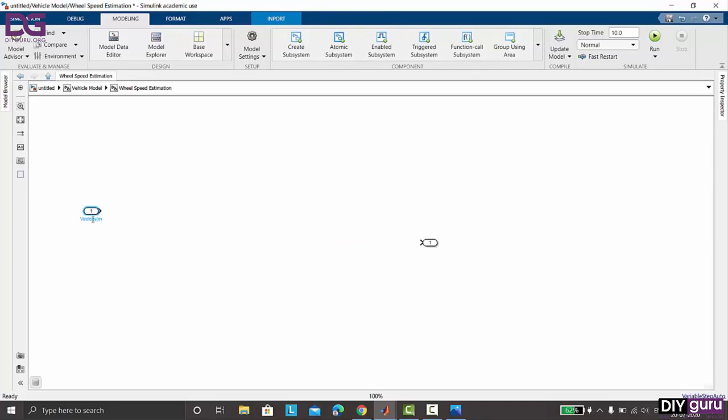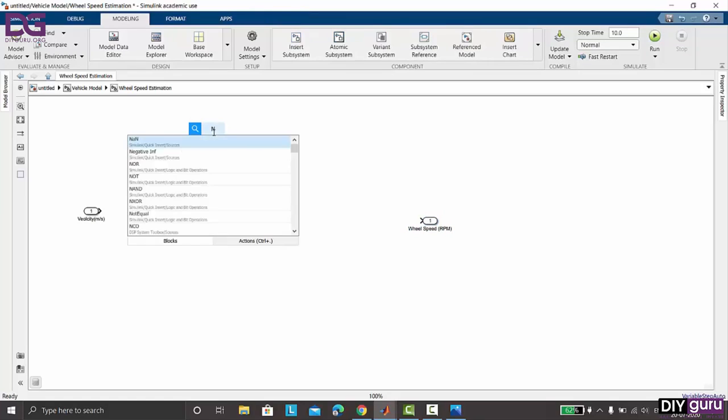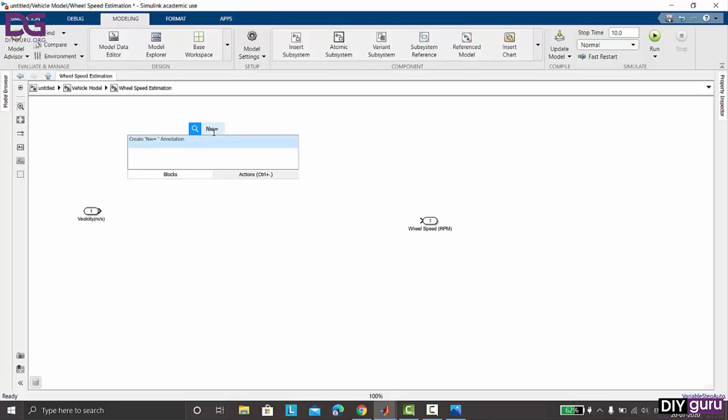Double click on the wheel speed estimation and name the input port velocity input and the output port wheel speed in RPM. So the formula used for determining the wheel speed is velocity multiplied by 60 divided by 2 pi r, where r is the radius of the wheel.